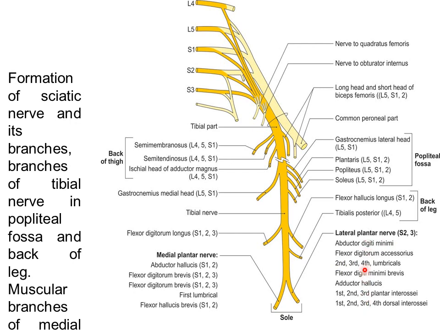They supply the following muscles. The lateral plantar nerve supplies the abductor digiti minimi, flexor digitorum accessorius, second, third, fourth lumbricals, flexor digiti minimi brevis, adductor hallucis, first, second, third plantar interossei, and 1 to 4 dorsal interossei muscles. Whereas the medial plantar nerve in the sole supplies abductor hallucis, flexor digitorum brevis, the first lumbrical, and flexor hallucis brevis. So these are the muscles supplied by the medial plantar nerve.